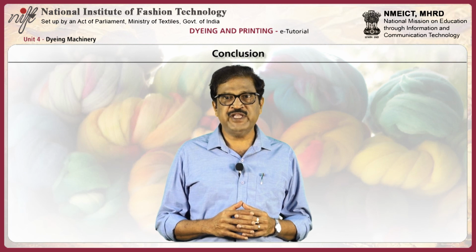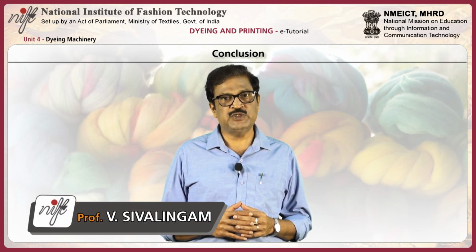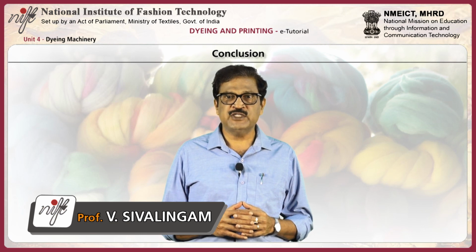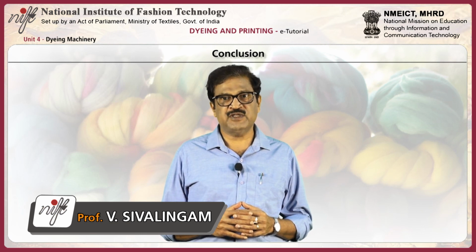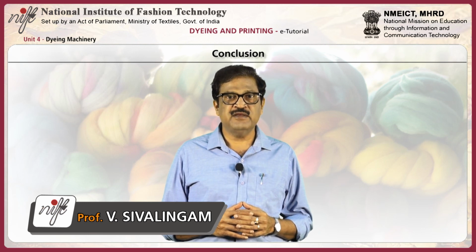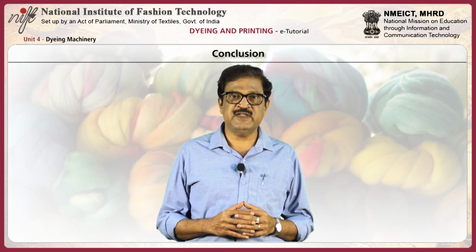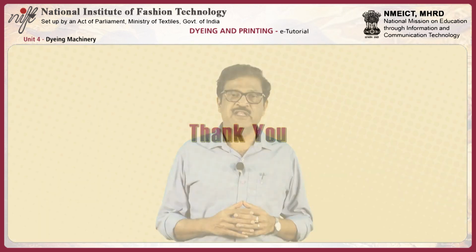You have come to the end of this unit. To summarize, in this unit you have learnt about stock dyeing, various types of yarn dyeing such as skein dyeing, package dyeing, beam dyeing, and various types of piece dyeing such as winch or peg dyeing process. You have also learnt about jigger dyeing and jet dyeing machines used to dye fabrics, as well as garment dyeing. Thank you very much.